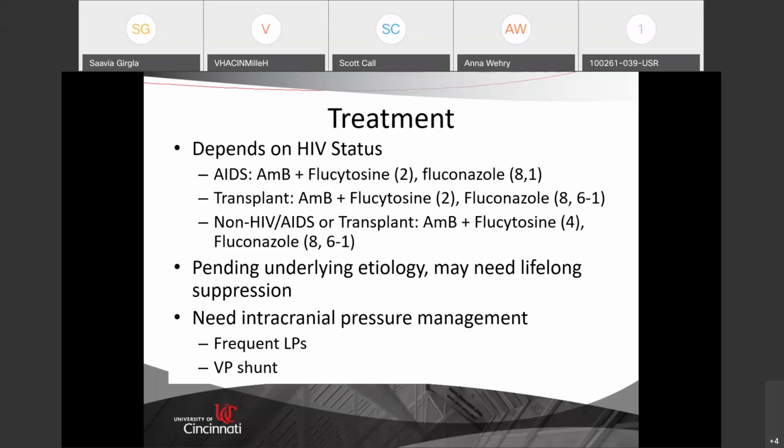The last is that you always need to think about intracranial pressure management for Cryptococcus because it really does cause a pretty significant increase in intracranial pressure. And so these patients are going to need frequent lumbar punctures, and many of these patients go on to need VP shunts placed because of that intracranial pressure.